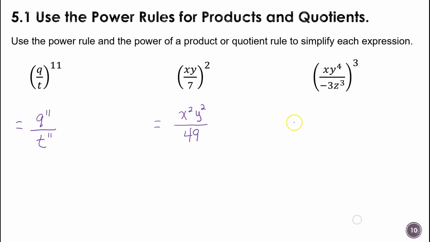Okay, next example. In the numerator, I'm going to have x to the 3rd and y to the 12th. In the denominator, I'm going to have -3 to the 3rd, which is -27, and z to the 9th. So you see, we just apply the exponent to each of the variables and numbers within the parentheses.